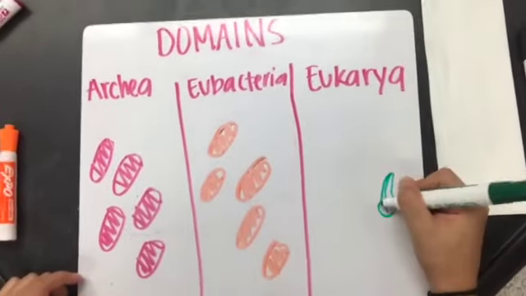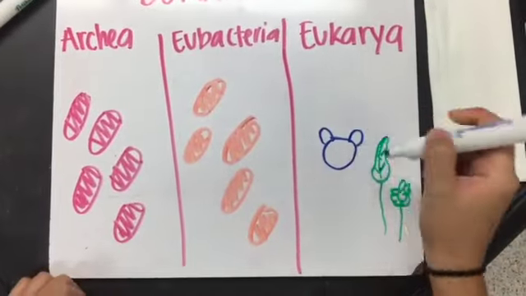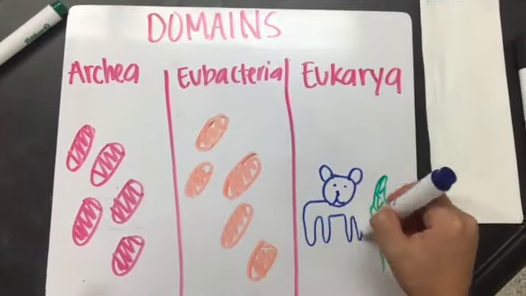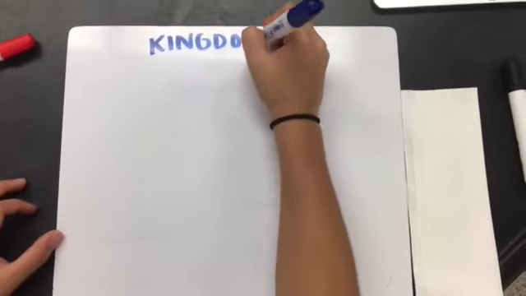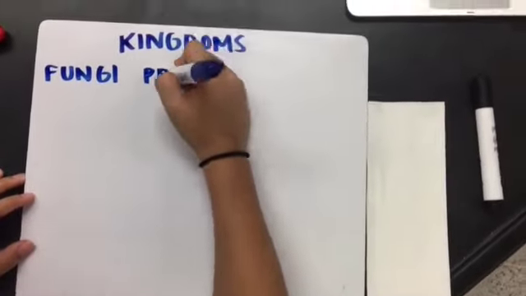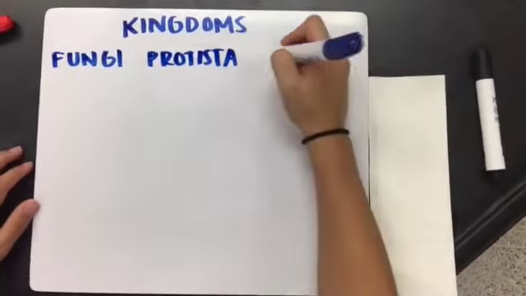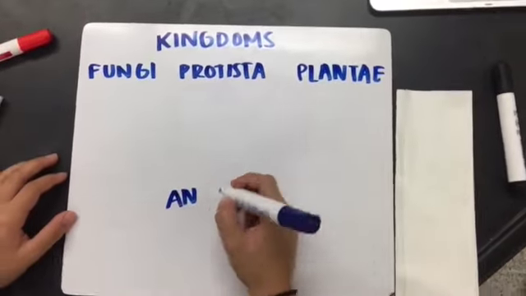Eukarya are the most complex and have a nucleus and membrane-bound organelles, divided into Protista, fungi, Plantae, and Animalia. Kingdoms. There are four types of kingdoms: fungi, Protista, Plantae, and Animalia. Fungi are absorptive heterotrophs. They get nutrients from other organisms, but they digest it outside of their body.